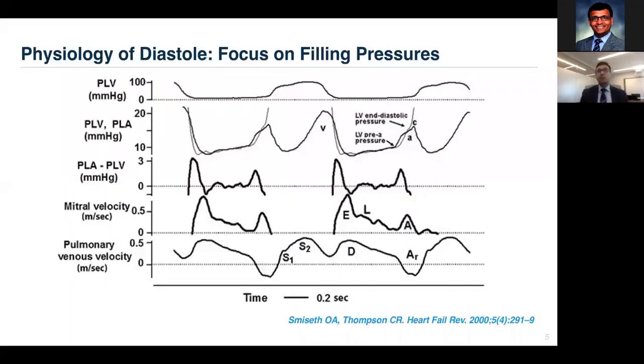This slide is showing the physiology of the filling pressure gradient that is driving the transmitral flow. During the isovolumic relaxation, LV pressure falls rapidly, and when it has declined below the atrial pressure, a pressure gradient is established between the atrium and the ventricle. The ventricle starts filling as the mitral valve opens, and this gives rise to the onset of the E wave. You can see here, this is the gradient, and that's giving rise to the E wave.